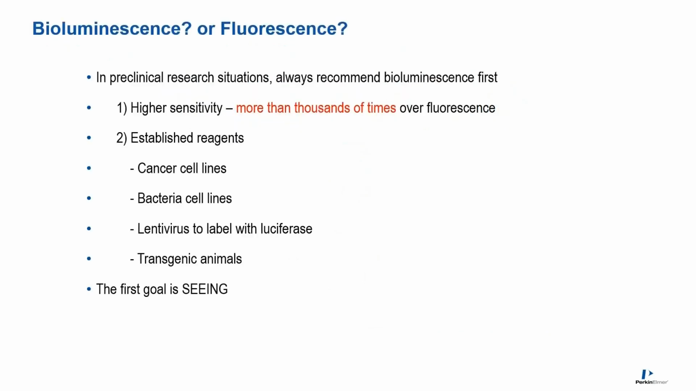One of the most commonly asked questions is which mode of imaging should I use? In a preclinical setting, I would recommend using bioluminescence whenever possible because it is 1,000 times more sensitive as compared to fluorescence imaging. Plus, the range of bioluminescent cell lines, reagents, microorganisms, or lentiviral constructs are extensively available to help you start with your in vivo imaging experiments.